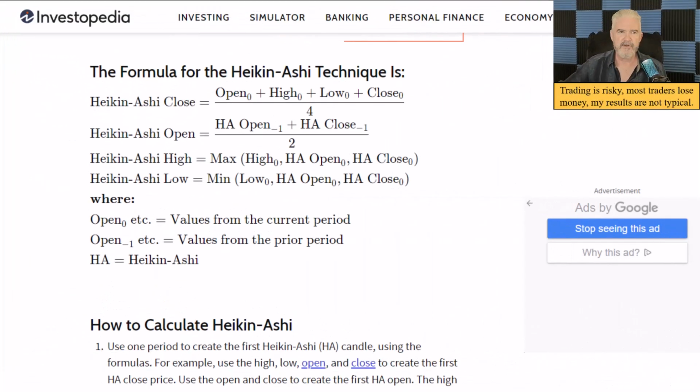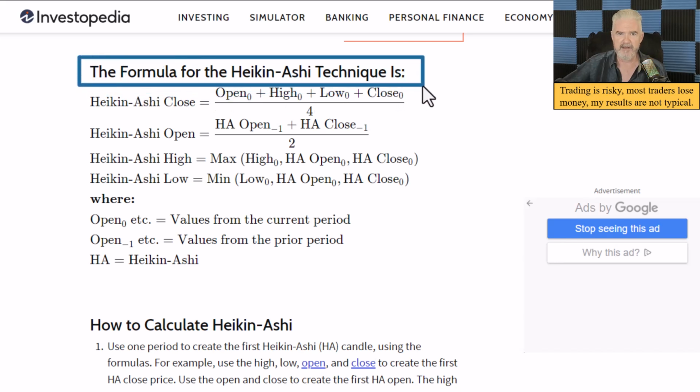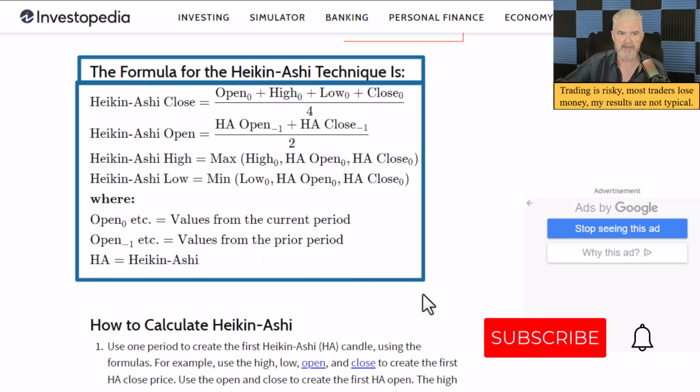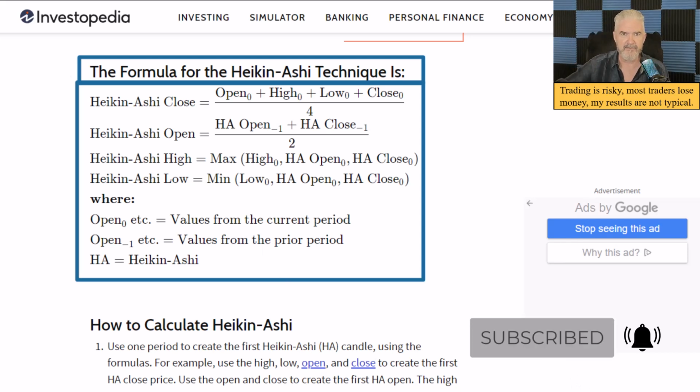So we're looking over here at Investopedia. You can check this. By the way, this is a great site to look up anything as far as indicators, etc. Here is the super simple formula for the Heiken Ashi technique. As you can see, I'm not going to say all of this out loud. If you'll just memorize that real quick, this whole formula, it'll take about 5 seconds to memorize, and you'll have it forever.